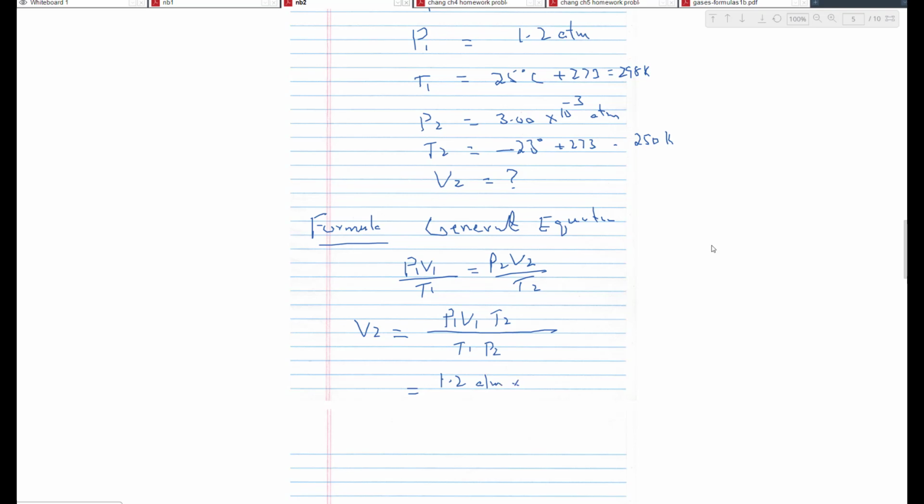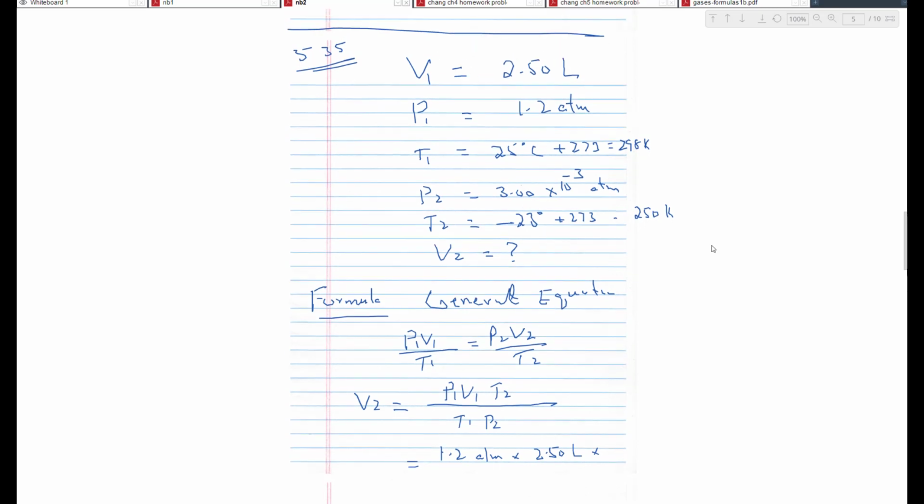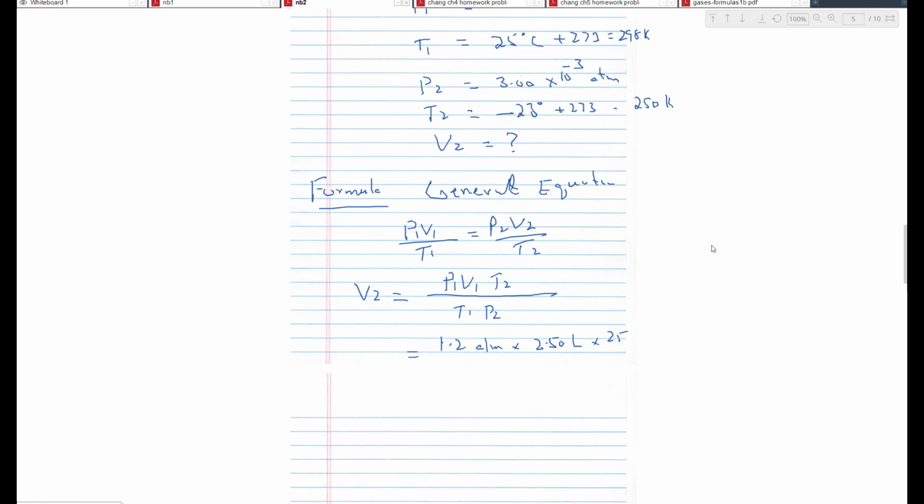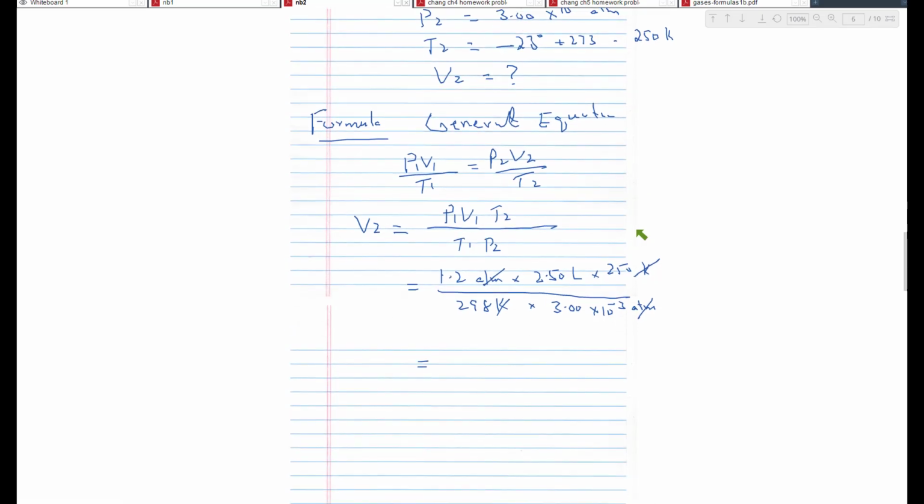What is V1? 2.50 liters. What is T2? 250 Kelvin. What is T1? 298 Kelvin. What is P2? 3.00 times 10 to the minus 3 atmosphere. Let's first check the units. Atmospheres cancel, Kelvin cancel, and the only unit still there is liters, which we want because we are calculating volume.